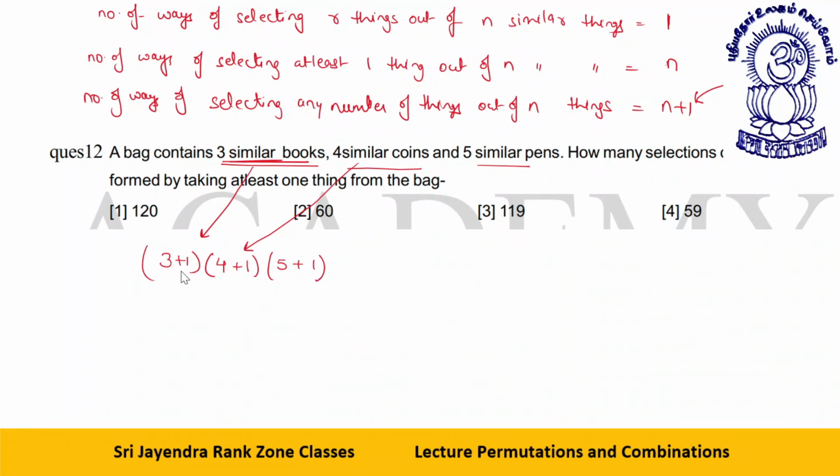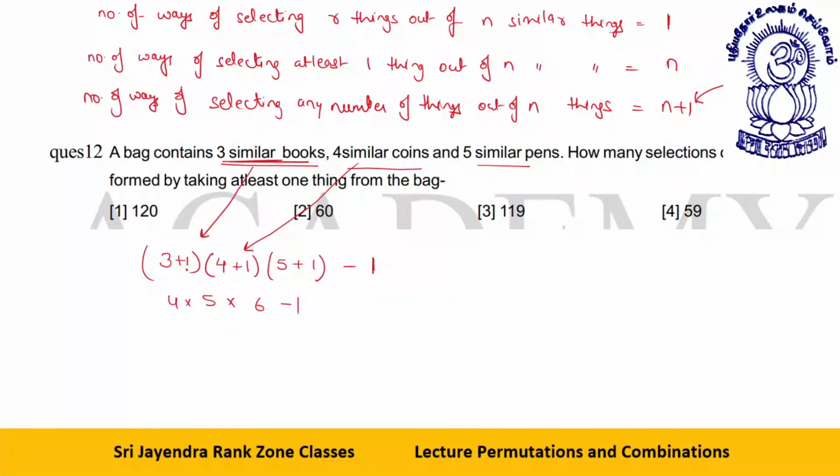But all these cases include a choice when I give her nothing, and out of these three things, if I give her nothing, she will be angry. So I'll have to subtract one way where I am giving her nothing. This particular one. So this is like 4 into 5 into 6 minus 1. 4 into 5 into 6 minus 1.